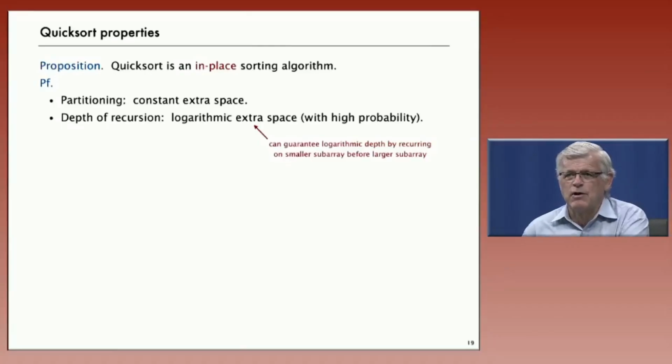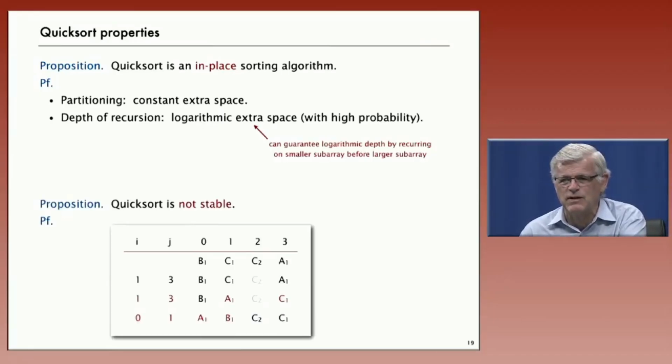So let's summarize the properties of QuickSort. It's in place. It doesn't use any extra space. The depth of recursion, again dependent on the random shuffling, is going to be logarithmic. You can limit the depth of recursion by always doing the smaller subarray before the larger subarray, but that's not really necessary nowadays as long as you've done the random shuffle.